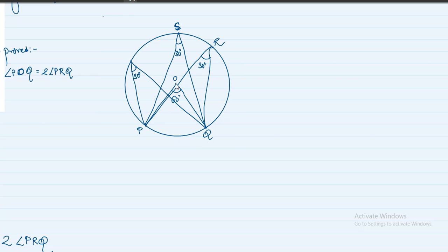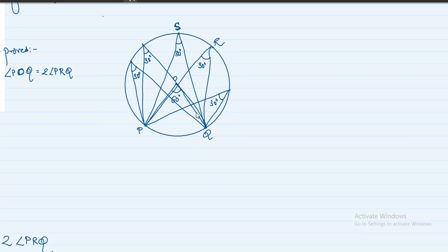So angle subtended by an arc at the center is double the angle subtended by the same arc at the remaining part of the circle. Any remaining part of the circle you make an angle, they all will be equal to half the angle subtended by the same arc at the center.